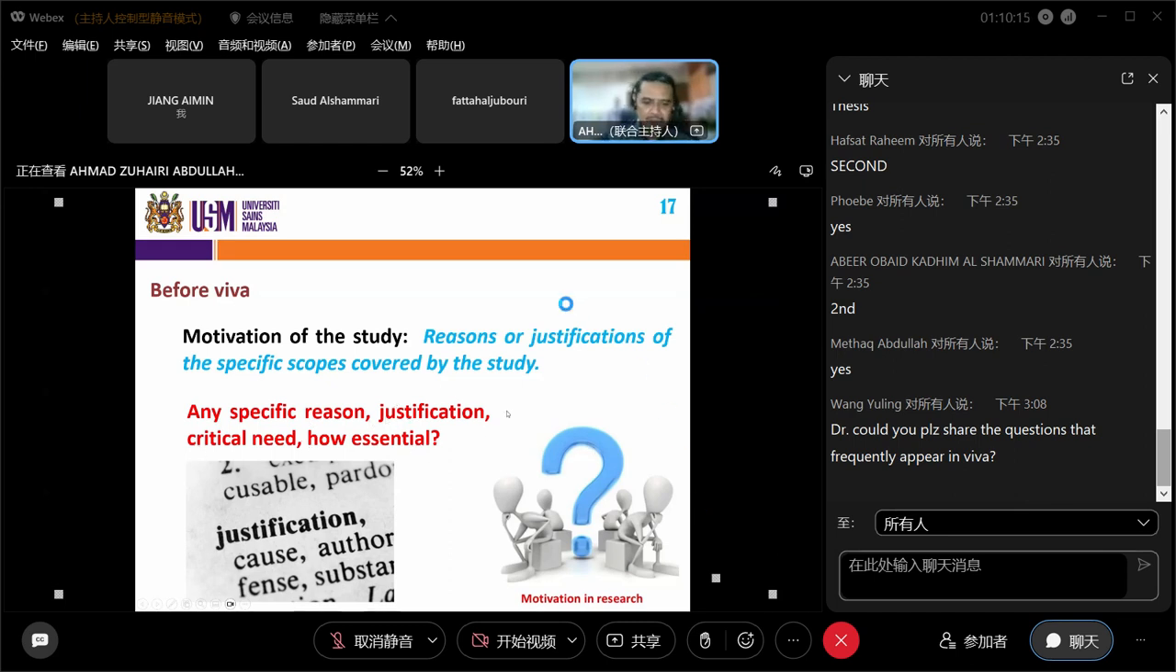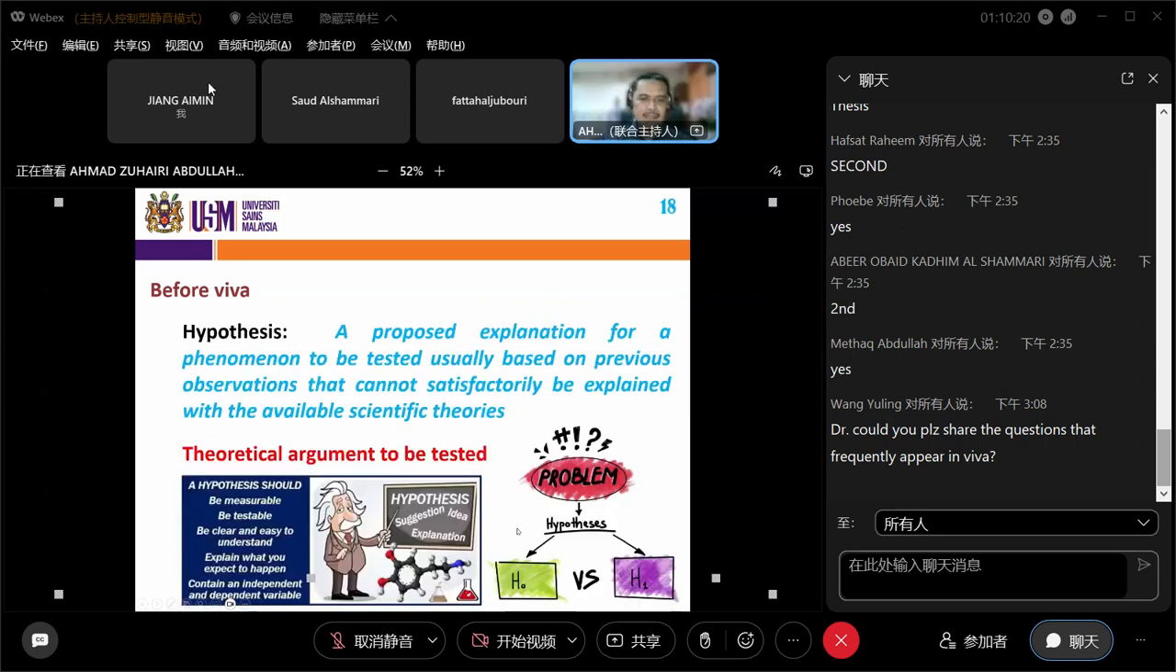How essential, all those need to be properly addressed to really justify the motivation of the study. And hypothesis. Hypothesis is the theory, the early theory that we can establish to really explain it. Sometimes people ask you, what's the hypothesis of this? So sometimes you have to understand the word hypothesis in the first place. Make sure you understand the word hypothesis in the first place, because research work is always to address a certain hypothesis, whether that hypothesis is to be accepted or the hypothesis is to be rejected.